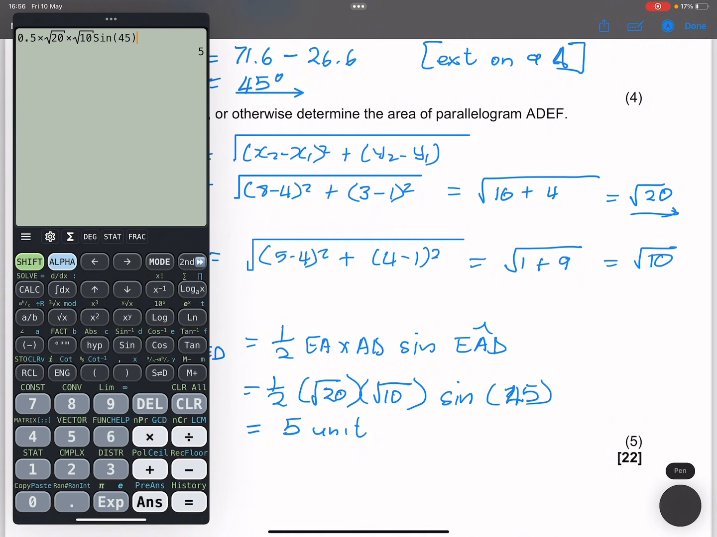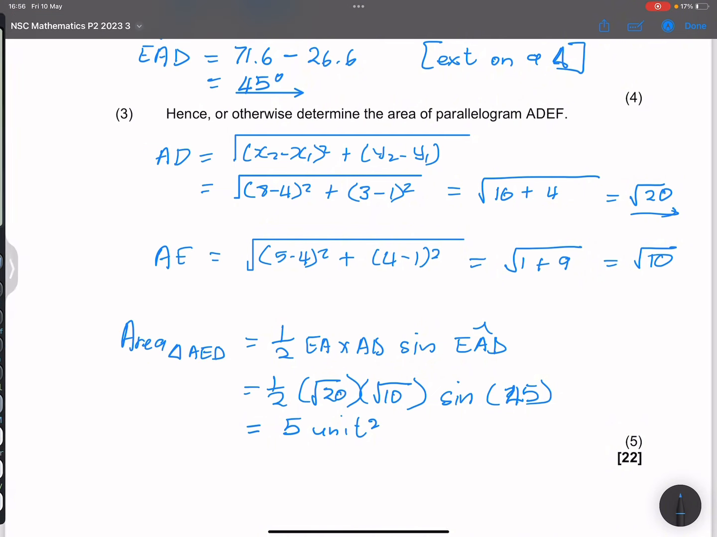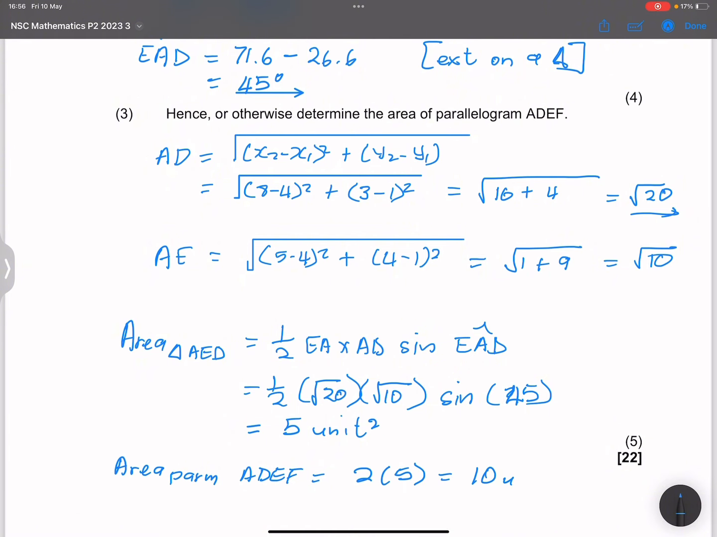That's units squared. But remember, we're looking for the area of the parallelogram. So in this case, it means that the area of parallelogram, right, ADEF would be equal to 2 multiplied by 5, and this would be equal to 10 square units. All right, so that is really how the cookie crumbles.